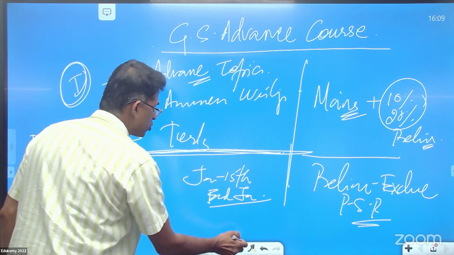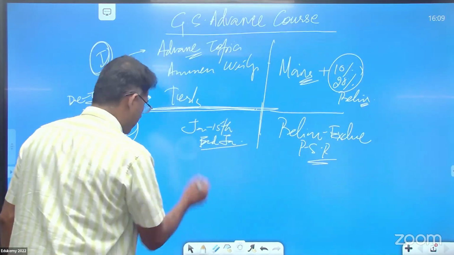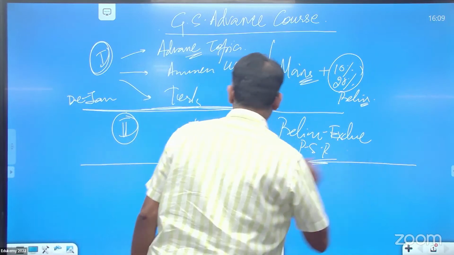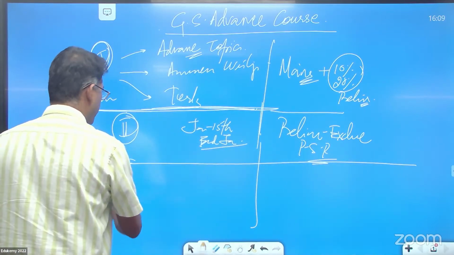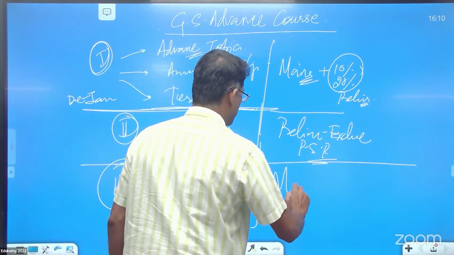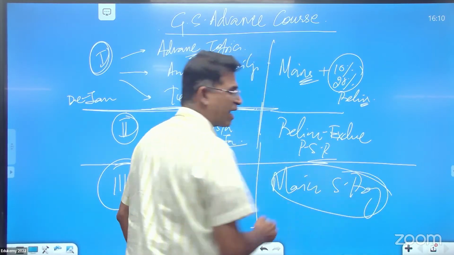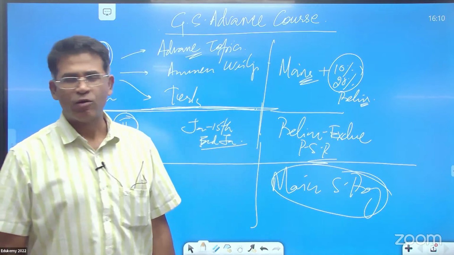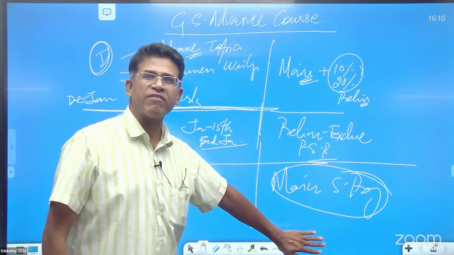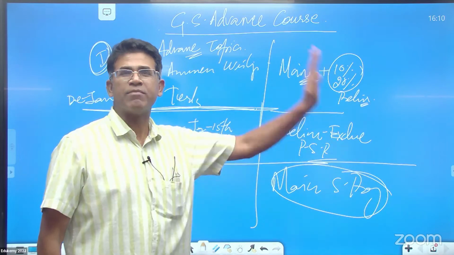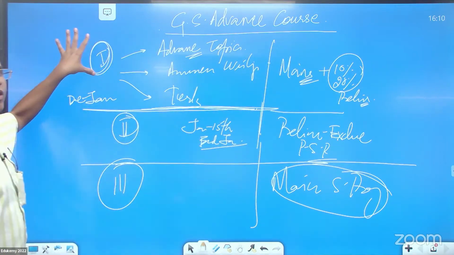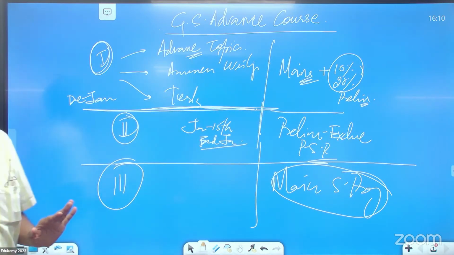And once this gets over, post prelims, we have your third component, which is your main support program. Okay, main support program is largely around answer writing and rigorous tests hoga. Whatever we have taught here, we come back and revise and recall and give your mains examination. So we are focusing on this one first, and we'll move towards it eventually.